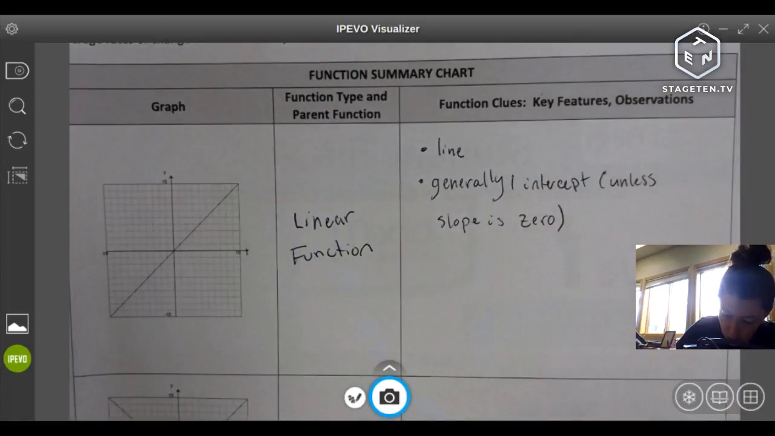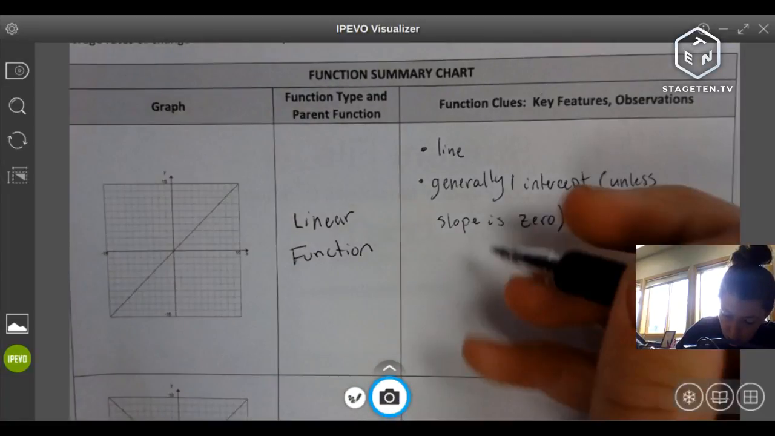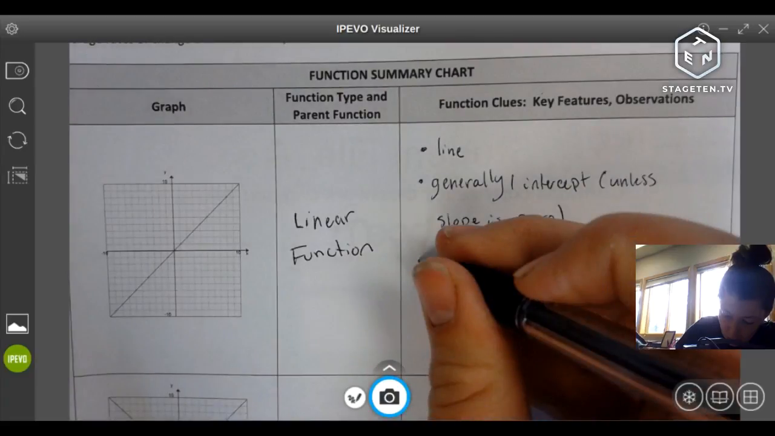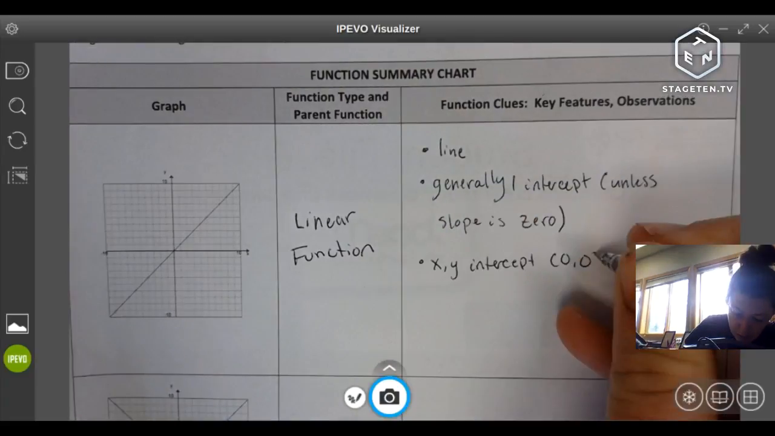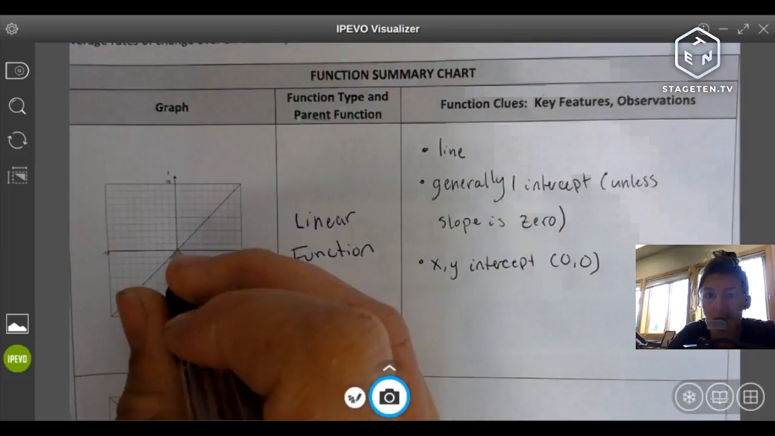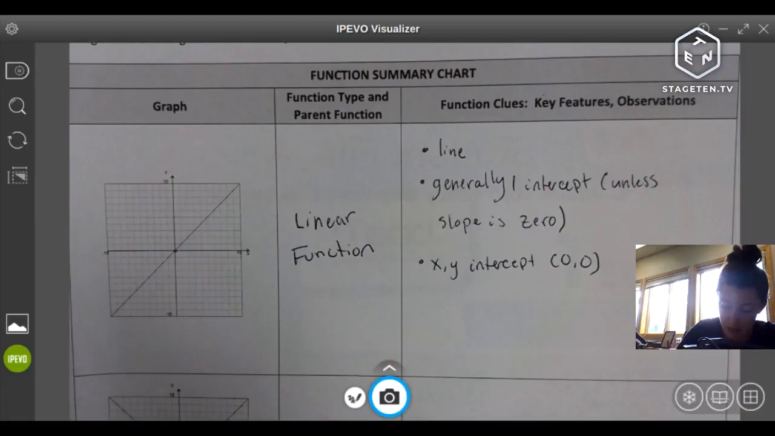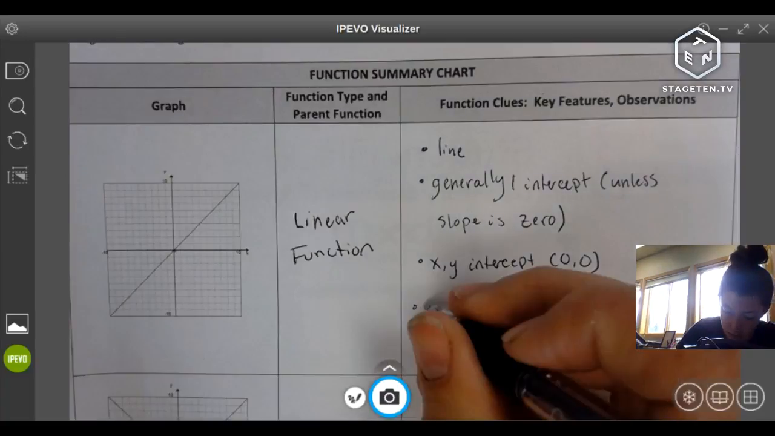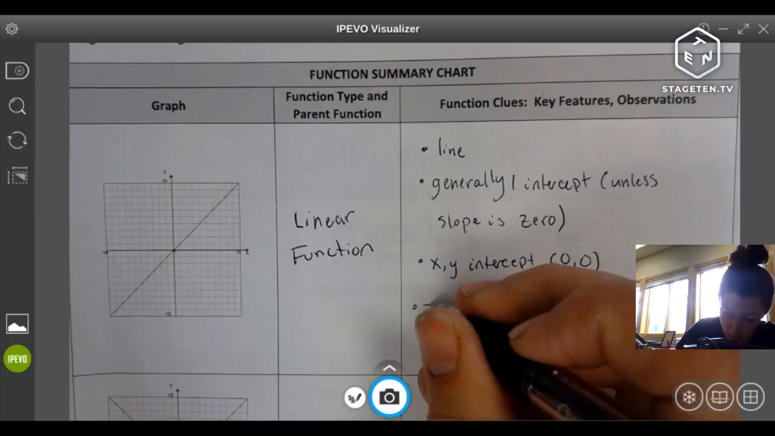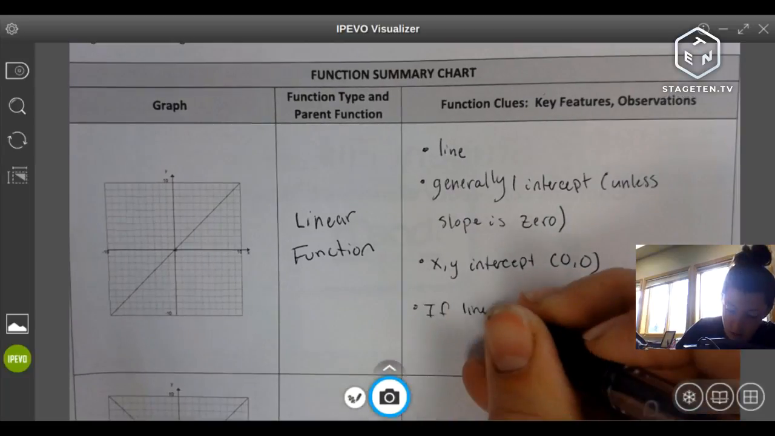In this graph, the x and y intercept have the same point. In this one, right there, 0, 0. If a line is horizontal, it's still a function.